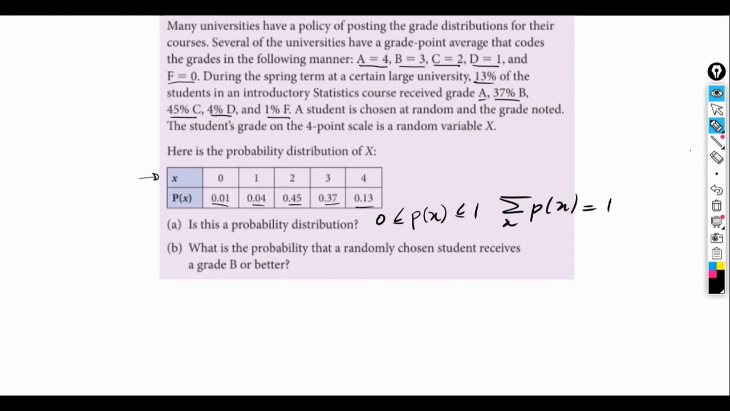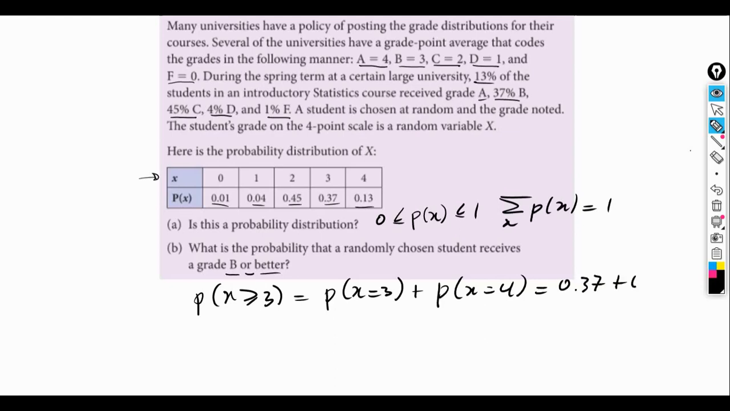Okay, how about B? What is the probability that a randomly chosen student receives a grade B or better? So that means the probability that the grade is equal to or higher than 3. So notice that this is simply going to be the probability that it's 3 plus the probability that it's 4. And this is simply going to be 0.37 plus 0.13, and this equals 0.50 or 50%.